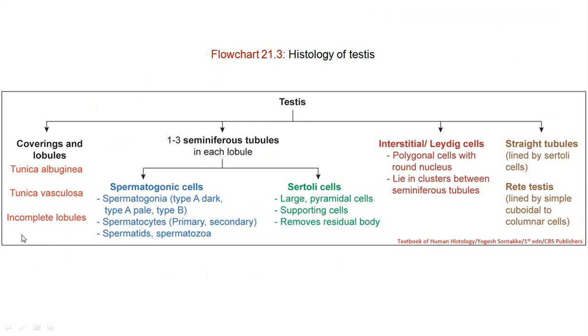Now, see, we have incomplete lobules. Inside the lobules, we have the seminiferous tubules. In each lobule, we have spermatogenic cells like spermatogonia type A dark, type A pale, type B. Then we have spermatocytes, primary and secondary. We have spermatid, spermatozoa. Sertoli cells are large pyramidal cells, supporting cells, and they remove residual bodies. These are seen. Then interstitial cells are polygonal cells with a round nucleus.